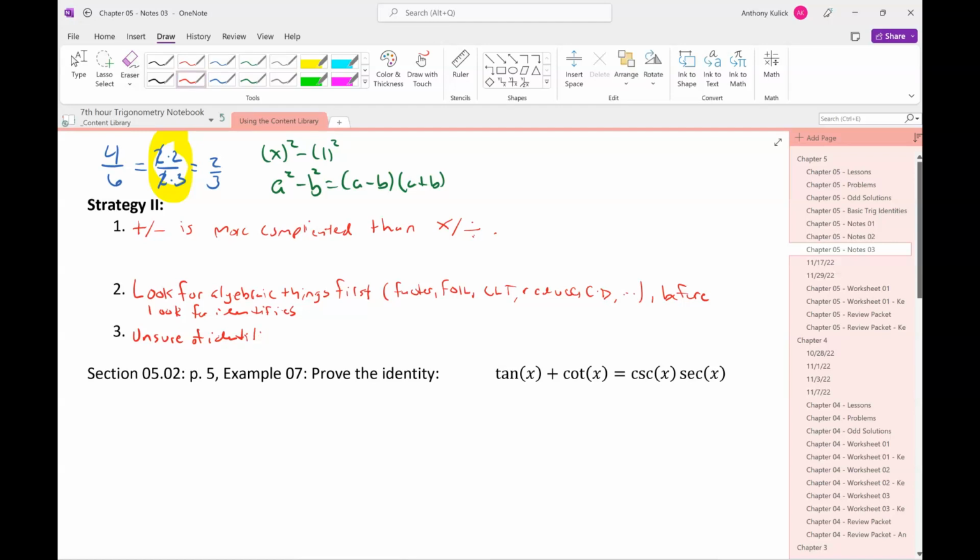And then my last strategy here for right now, if we're unsure of the identity, convert everything to sine and cosine.